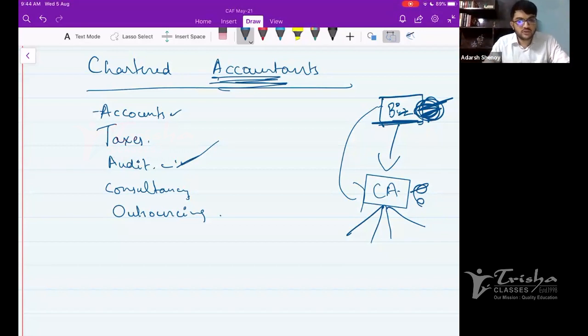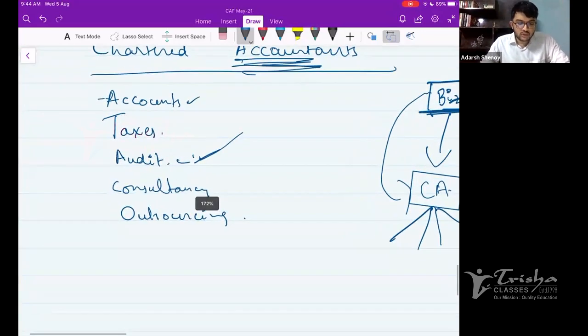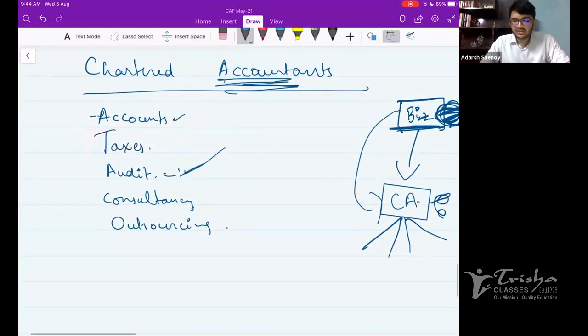Internal audit and the head of the ticket. So that also generally the CAs do. There are various kinds of work that chartered accountants do in today's world. A lot of kinds of work can be done by a CA. We are not just accountants anymore. We are not just concerned with accounting anymore. We can do much more than accounting now.